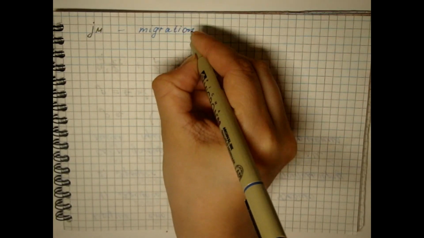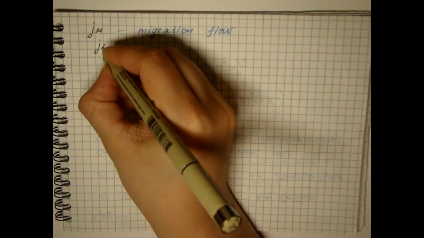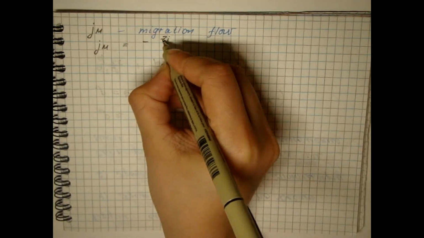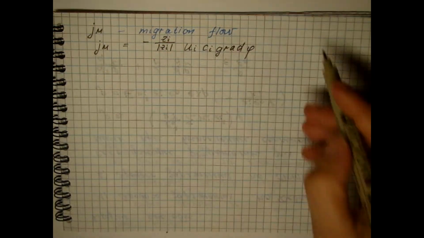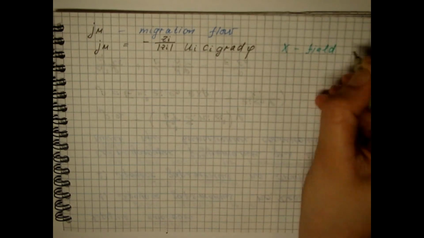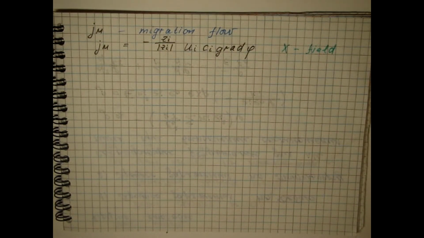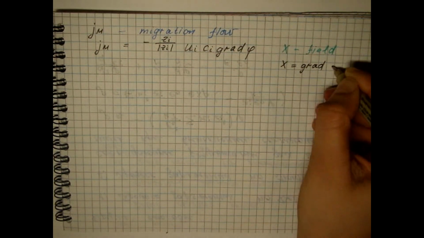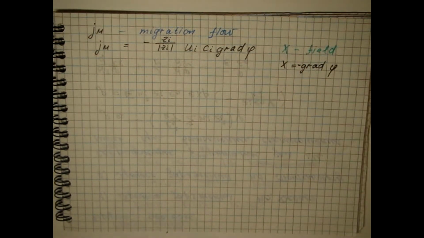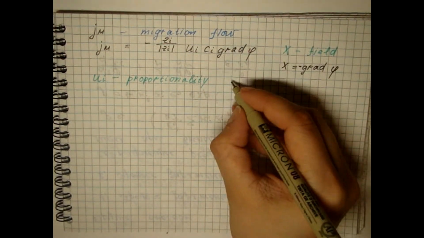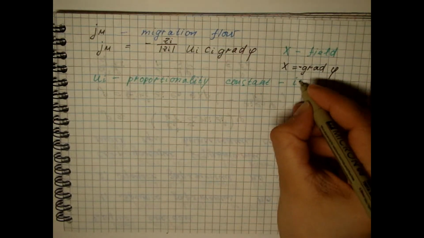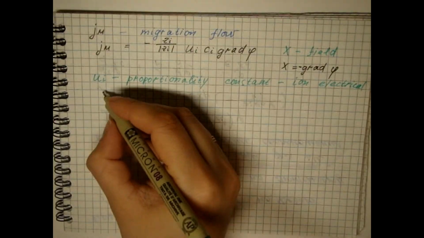On the other hand, the migration flow is proportional to the ion concentration and the gradient of the electric potential. The minus sign is due to the fact that the direction of motion of the cations coincides with the direction of the field. The proportionality constant is called the electrical mobility of the ion. It determines the average ion velocity at a unit electric field strength.